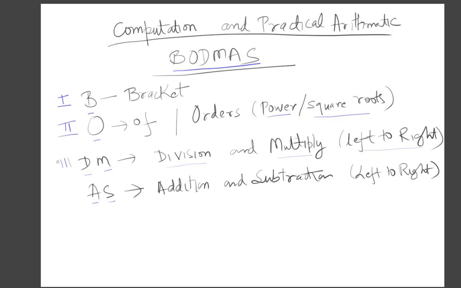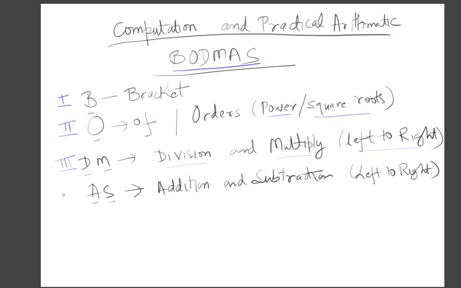Then comes your D and M. A lot of kids make mistakes while evaluating D and M. It is specifically evaluated from left to right. So if you scan any expression from left to right, if you encounter an M first, that's solved first. Or if you encounter a D first, D is solved first. So it's left to right. We'll see with an example going forward.